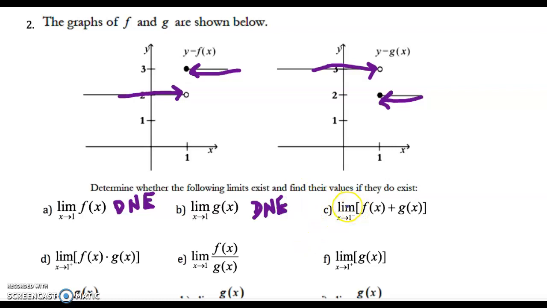All right, what about these functions? The limit of a sum is equal to the sum of the limits. So let's take the limit as x approaches 1 from the negative side of f of x. That would have a limit of y equals 2, plus what's the limit of g of x as x approaches 1 from the negative side? That would have a limit of 3. So the value of this limit would equal 5.